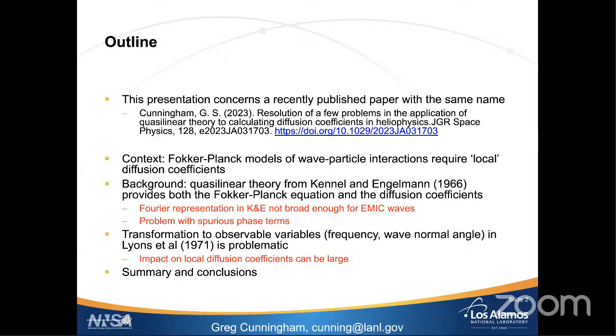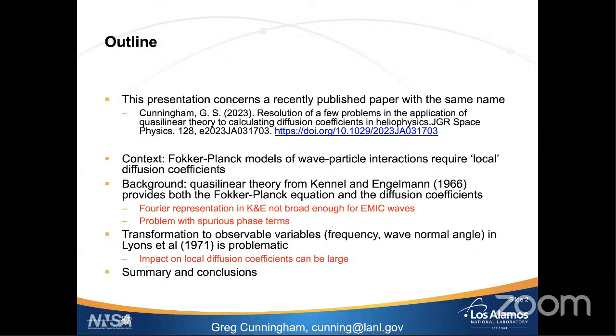The final technical section of the talk, and really the reason I think the paper should be carefully reviewed by those in the field who are doing modeling, will discuss a transformation of variables that Larry Lyons and his co-authors used in a paper that Larry was first author on as a grad student in 1971. That paper uses a transformation of variables so that the Kennel and Engelmann work can be adapted to the situation when one knows the wave power is a function of frequency and wave normal angle rather than the wave vector.